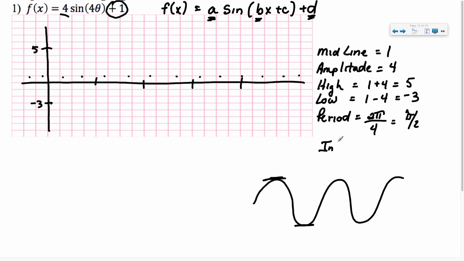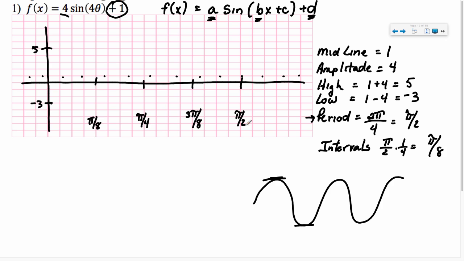So therefore the intervals, if you recall from last night, will be pi over 2 times 1 over 4, which will be pi over 8. So let's mark some of these intervals here. This will be pi over 8. This will be 2 pi over 8, which reduces to pi over 4. This will be 3 pi over 8. And the last interval, do you remember it always matches the period? The last interval is 4 pi over 8, which can be reduced to pi over 2.